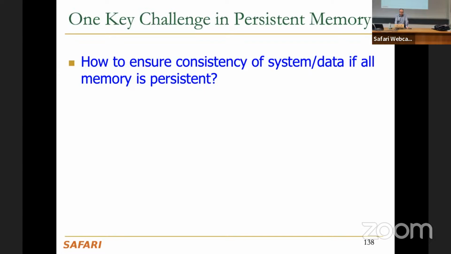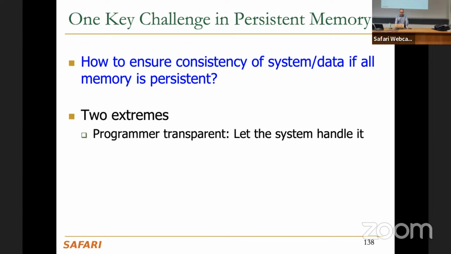There are also many challenges in persistent memory. One key challenge that I would like to point out here is how to ensure consistency of system data if all memory is persistent. There are two extremes. One is programmer transparent: let the system handle it, so you don't want the programmer to do anything. You want to provide programming ease, so the system should handle it.